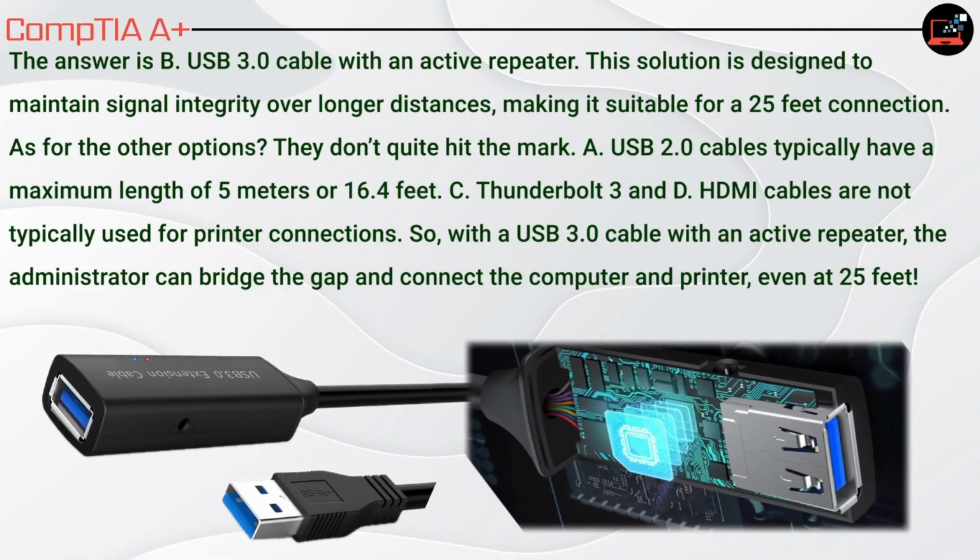The answer is clear. B. USB 3.0 cable with an active repeater. This solution is designed to maintain signal integrity over longer distances, making it suitable for a 25 feet connection. The other options don't quite hit the mark. A. USB 2.0 cables typically have a maximum length of 5 meters, or 16.4 feet. C. Thunderbolt 3 and D. HDMI cables are not typically used for printer connections. So with a USB 3.0 cable with an active repeater, the administrator can bridge the gap and connect the computer and printer even at 25 feet.